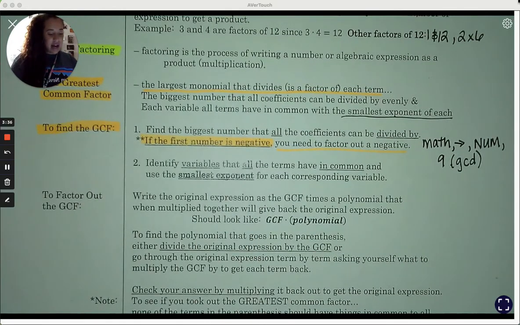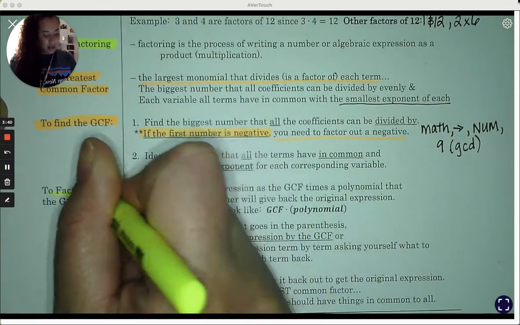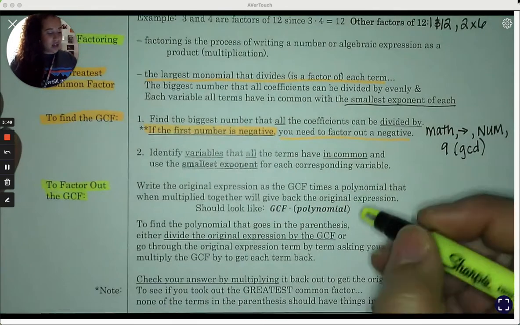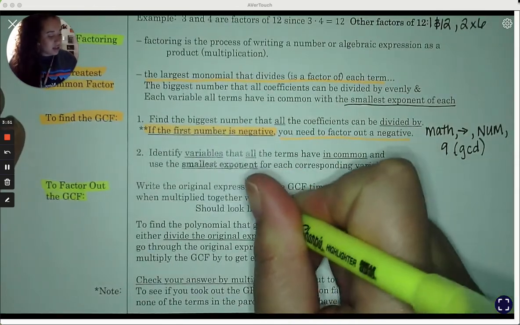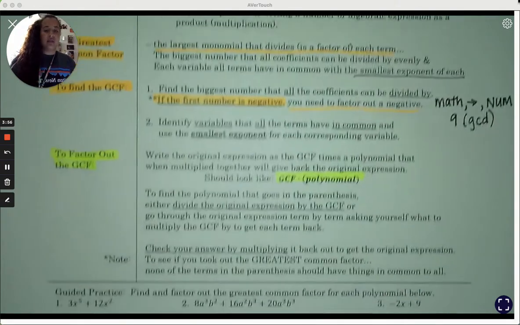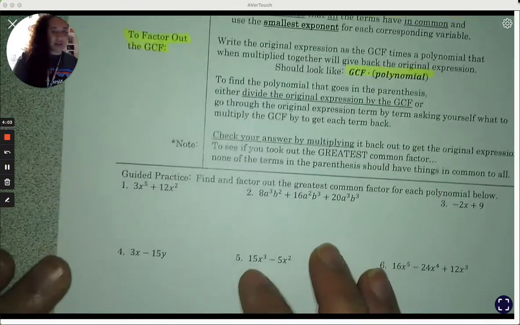So to factor out our greatest common factor, once we find it, we're going to divide everything by it. Okay? And so our answer is going to look like this. Greatest common factor times whatever's left. Okay? And then there's some extra words here. Okay, so let's go ahead and look at just the guided practice. We're just going to jump right in.